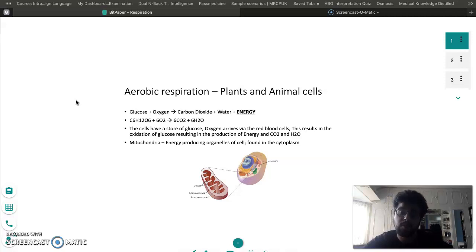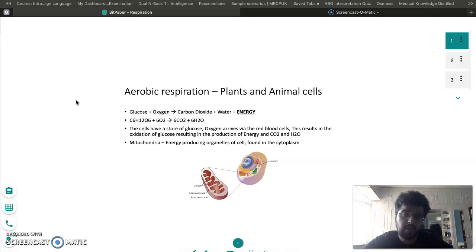And we also need to know the formula, which is C6H12O6, which is basically how we would write glucose, okay? And you get 6 oxygen molecules, and then in the end you get 6 CO2 and 6 H2O, okay? And this is basically a balanced equation. And this is something that we will have to commit to memory, so make sure you write this down, okay?